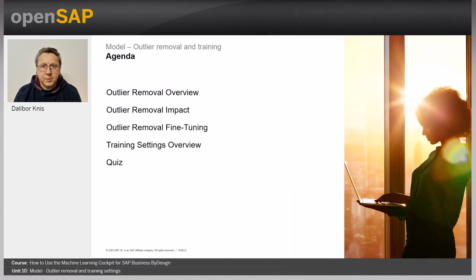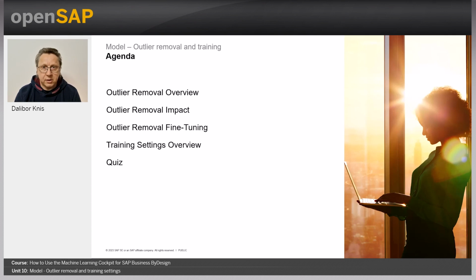Hello and welcome to Unit 10, Outlier Removal and Model Training. In the previous unit, you learned how to fine-tune selection of fields and rows in the model dataset and how to remove nulls. In this unit, we will cover the next two steps of the model building process. More specifically, in the outlier removal step, you will learn how to identify outliers and how to remove them.